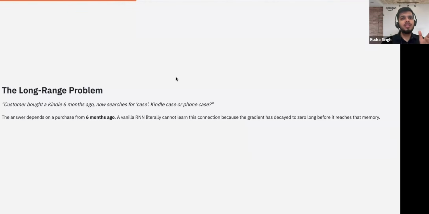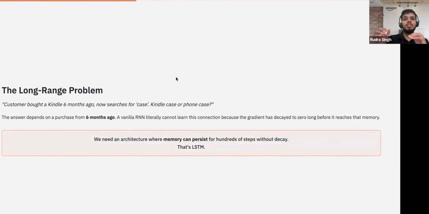So a vanilla RNN's gradient already has decayed to zero long before it reaches that 6 month old purchase. So it literally cannot learn this connection, not even slowly, not even imperfectly, but not at all. The learning signal for the vanilla RNN is mathematically gone. So we need an architecture where memory can persist for hundreds of steps without decaying. That's exactly what LSTM was designed to do.